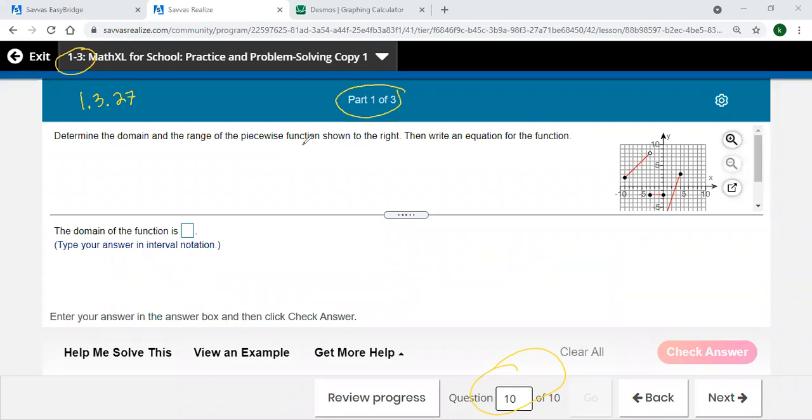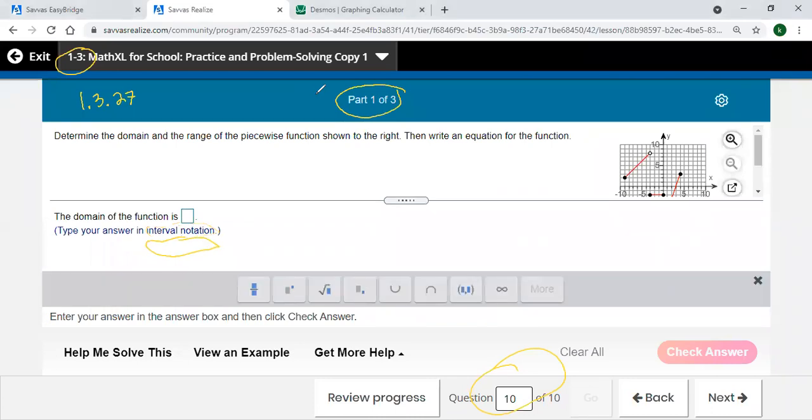So determine the domain of the range. I assume that's it. And then write an equation. So domain, looking at this graph, and we're doing it in interval notation. And keep that straight, what form they want it. And so here we go. The domain, remember that's X.